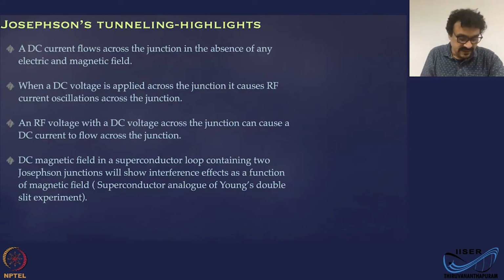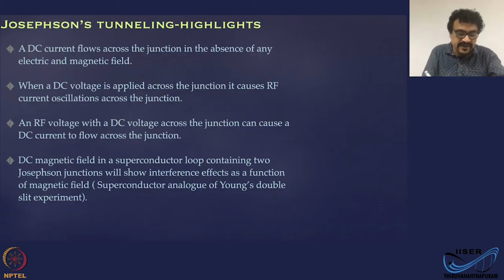The third one, an RF voltage with the DC voltage across the junction can cause DC current flow across the junction. Then a DC magnetic field in a superconducting loop containing two Josephson junctions will show interference effects as a function of the field. If you have a superconducting loop with two junctions, then that is going to show interference effects in the transport, interference of the Cooper pair.